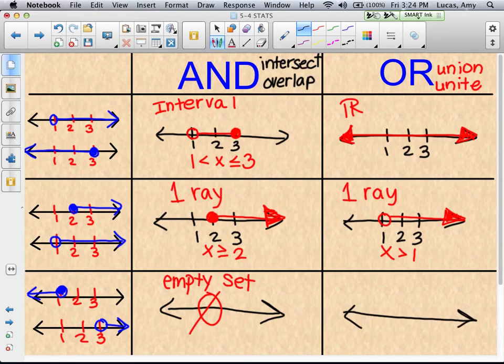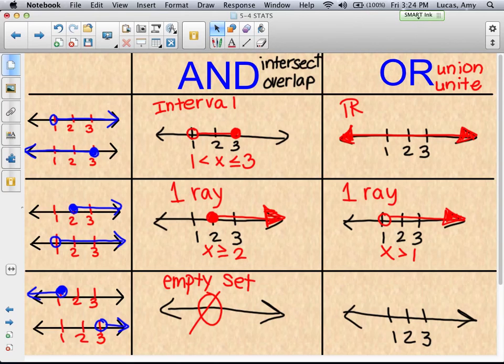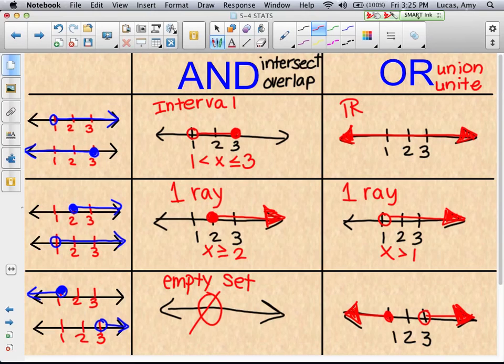The union, however, because you don't have to fit both of the requirements, just one or the other, the union is going to include both of them. So the union has two rays, and they're just going in opposite directions. They don't share anything. They don't have to.